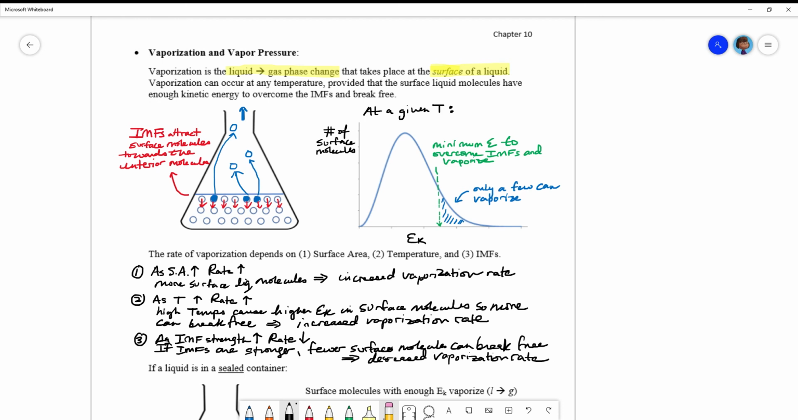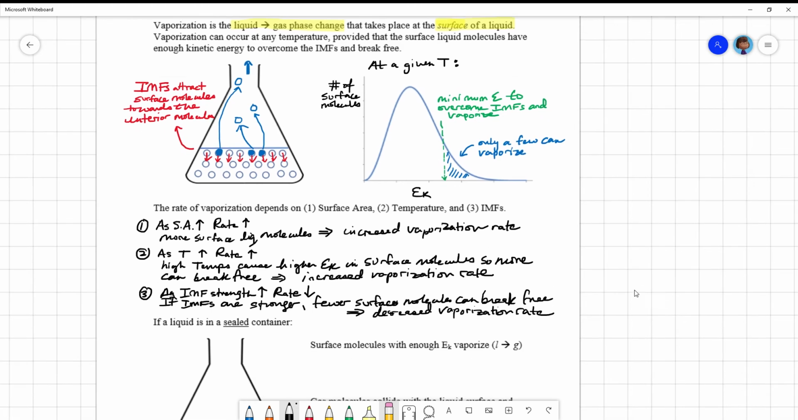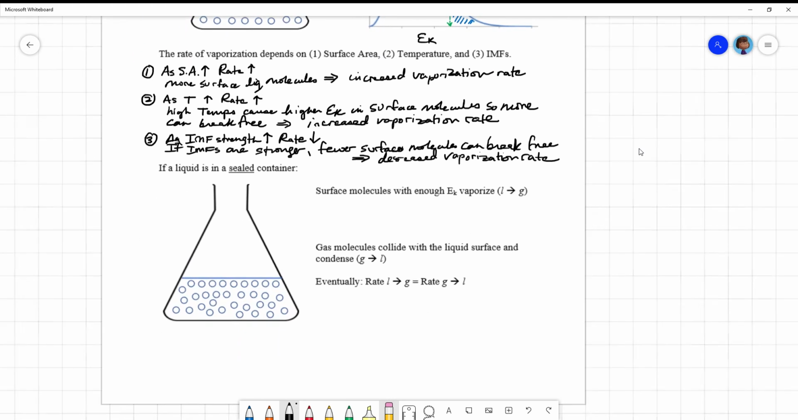So now we understand a little bit more about the process of vaporization that's taking place at the liquid surface and some of the factors that affect the vaporization process. Now, things become a little bit different if the liquid that we're looking at is in a sealed container. So I'm going to put a star right over here. The liquid is in a sealed container. Well, this picture doesn't have a sealed container, so let's put a cap on it. There we go. Let's seal it up.